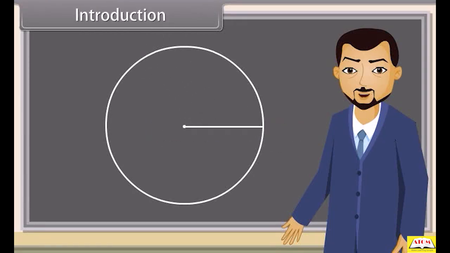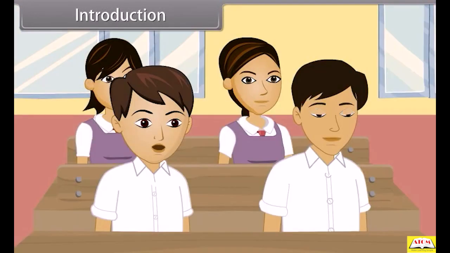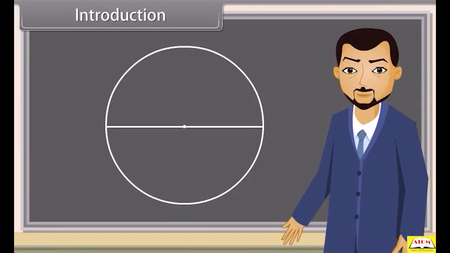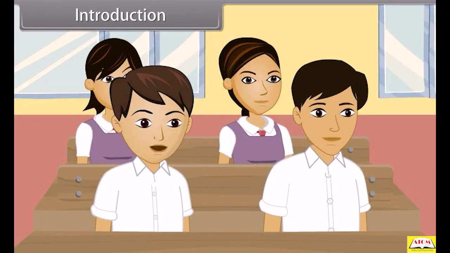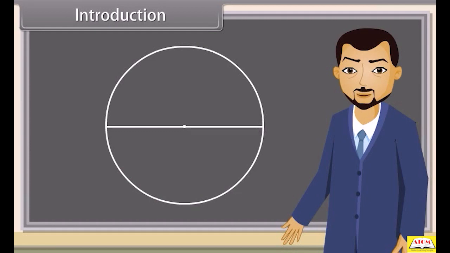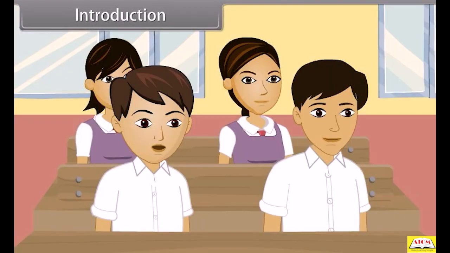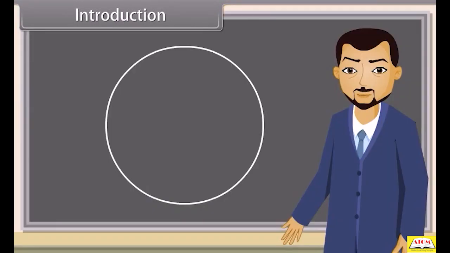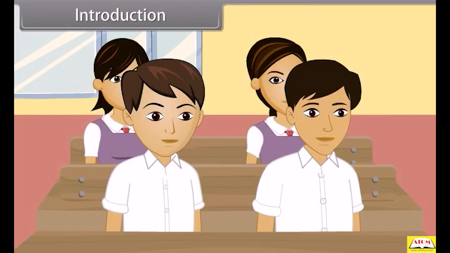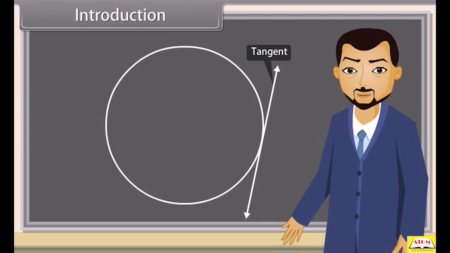Students, what is this? Radius of a circle. Students, what is this? Diameter of the circle? Yes, you're right. And what if I mark a line segment here? What is this now? It's a chord. Correct. And what do we call this line? Tangent. Yes, this is a tangent of the circle. Today we will study about circles and tangents.